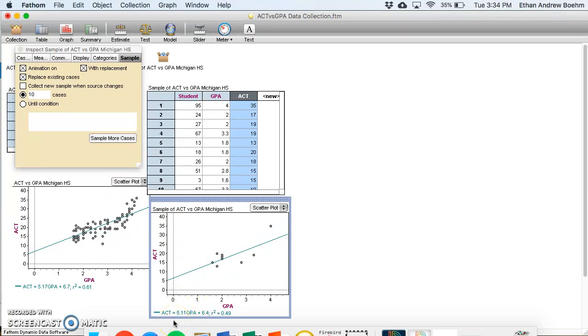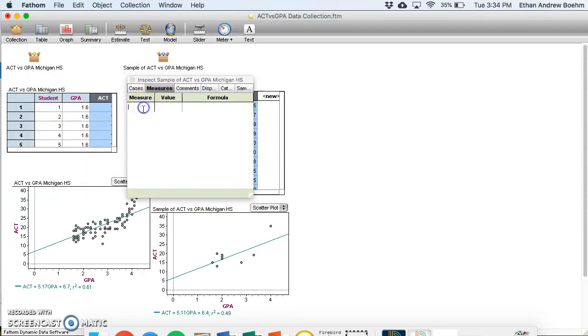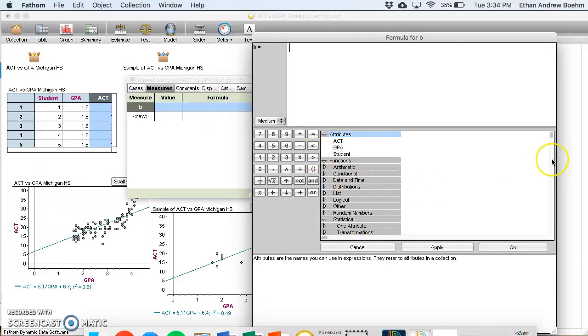Now, anytime a researcher does this, this 5.11 is just an estimate of the true slope. So what we might want to think about is, what is the sampling distribution of this statistic? This statistic is b, the sample slope. So we can set up a measure in our sample, and let's say I want to measure the slope, or b, the sample slope.